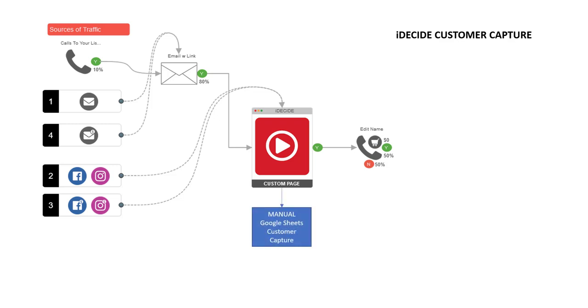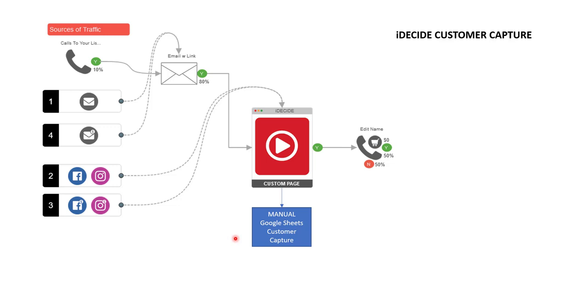The one thing that iDecide does not do for you is build an email list. It's really strange, because it collects their email address and their phone numbers, but it doesn't permanently store them. So one of the things you're going to have to do if you decide to use iDecide is create a manual way to keep track of their email address.